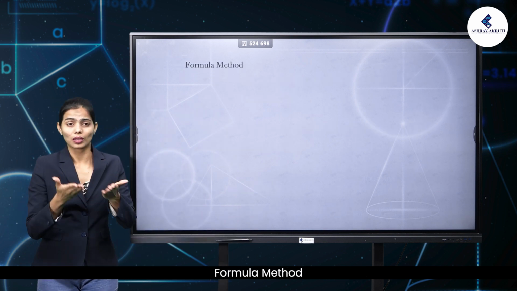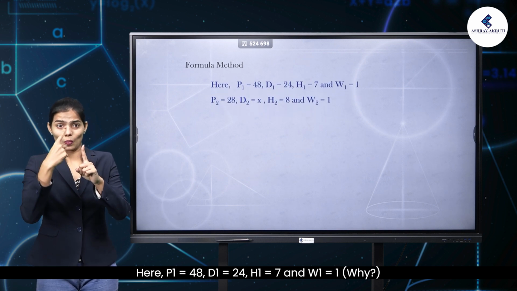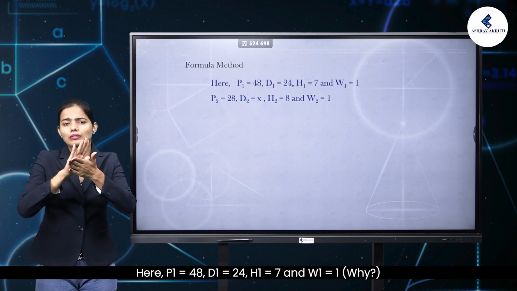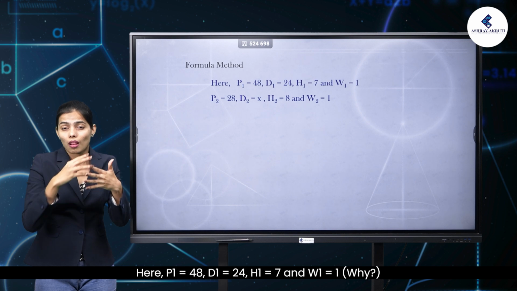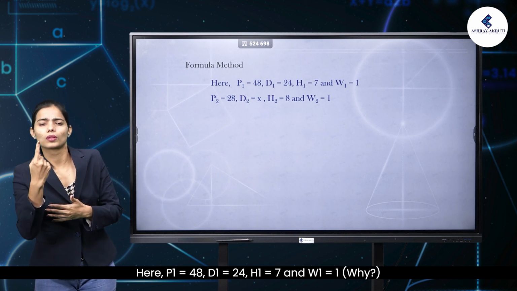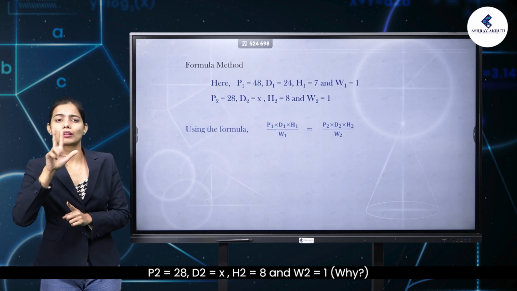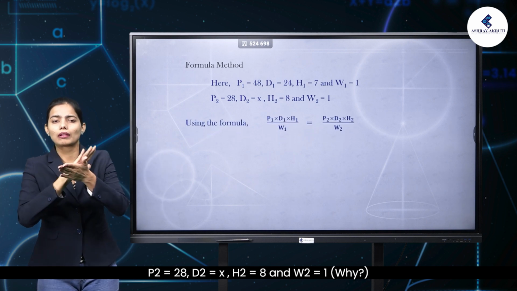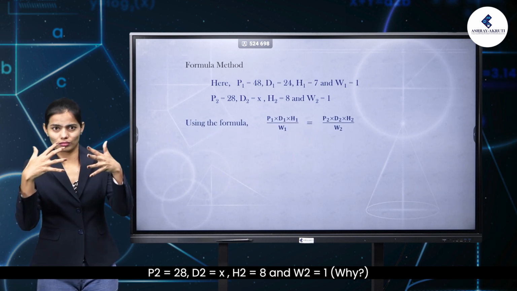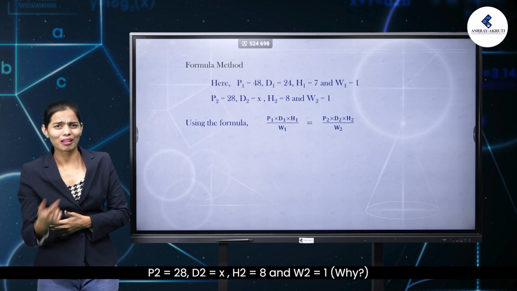Formula method. Here P1 is equal to 48, D1 is equal to 24, H1 is equal to 7 and W1 is equal to 1. Why? P2 is equal to 28, D2 is equal to x, H2 is equal to 8 and W2 is equal to 1. Why?